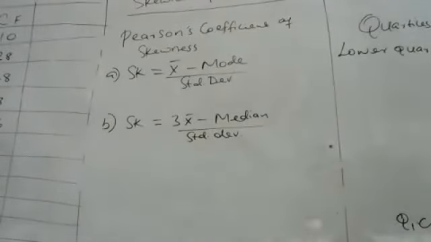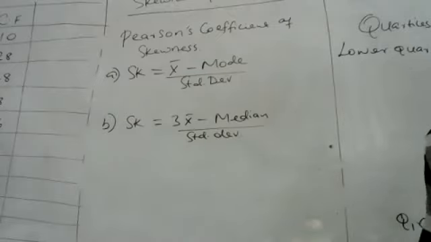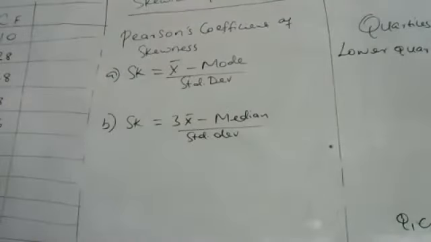And I don't think now you have any trouble. You know how to get the mean, you know how to get the mode, you know how to get the standard deviation. Therefore, you can substitute them and get the figures, then you calculate that.